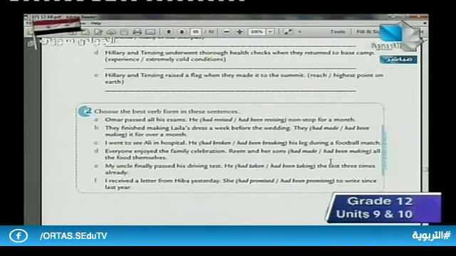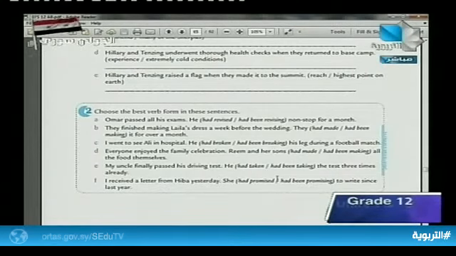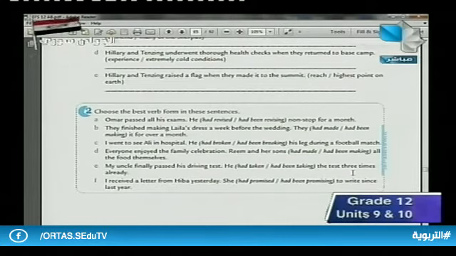My uncle finally passed his driving test. He had taken the test 3 times already. Here, some students, because they see 3 times already, may think that it is a duration or a period of time. Quite the opposite. That's not true. It is the repetition of the action itself, the interruption. This is interruption, when we have more than one time. Many times. It happened 3 times.